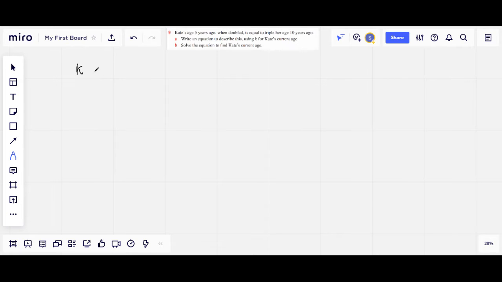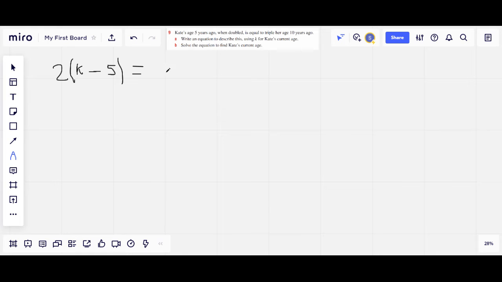And 5 years ago would be minus 5. Because if you say Kate's age is 20, 5 years ago it'd be 20 minus 5, so she would have been 15. So we've got Kate's age 5 years ago, K minus 5, then when doubled, we're going to double that. So we'll put that in brackets and then multiply that by 2. So that's double Kate's age 5 years ago. So that is equal to triple her age 10 years ago.